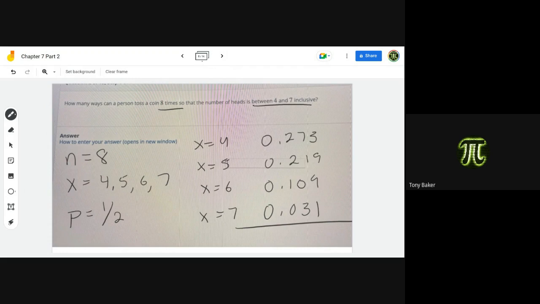Oh, and no, that's actually in here. Yeah, that's in there, so don't put that. That's the mistake. So we're going to add these 3 together, and we get 0.632.